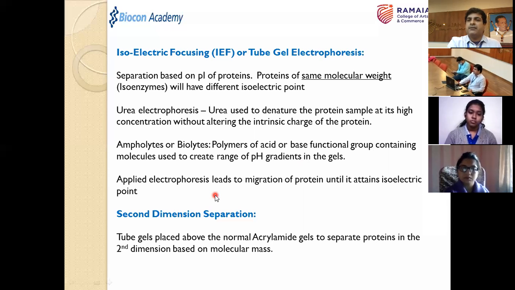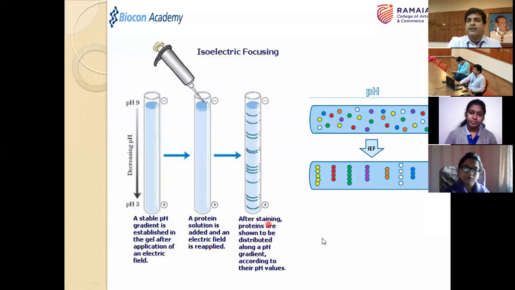Next, you carry on from the first dimension separation to the second dimension separation, which is like your SDS page. So this is the tube gel electrophoresis that we discussed. These gel constituents have ampholytes. Ampholytes are polymers of acids and bases. See here, they are acid and base functional groups. When you do a pre-run, without the sample, this will get arranged in a particular pattern. So these are the gradients of different pH regions in the gel.